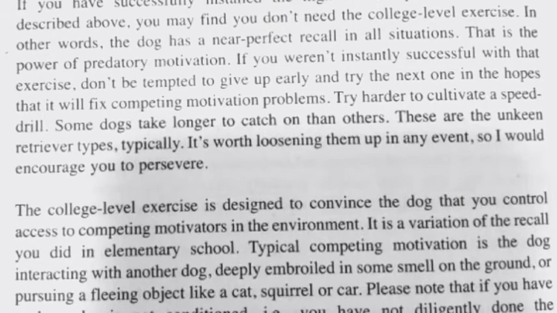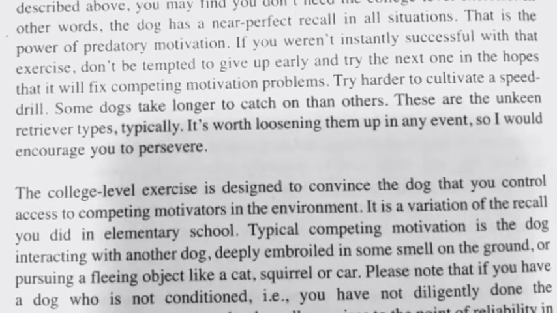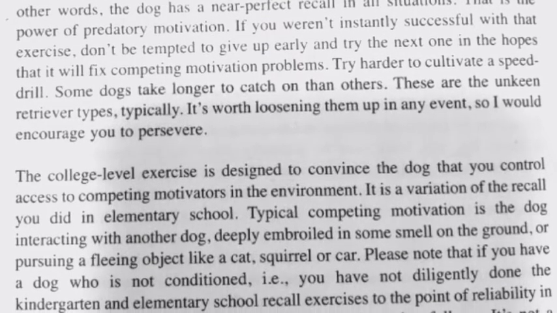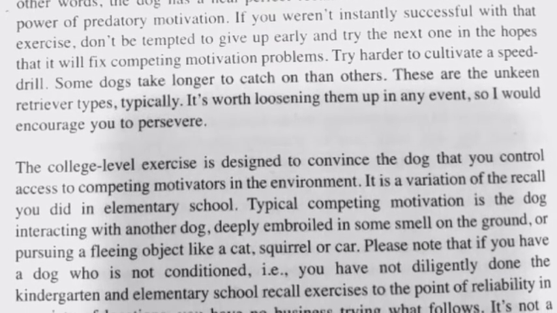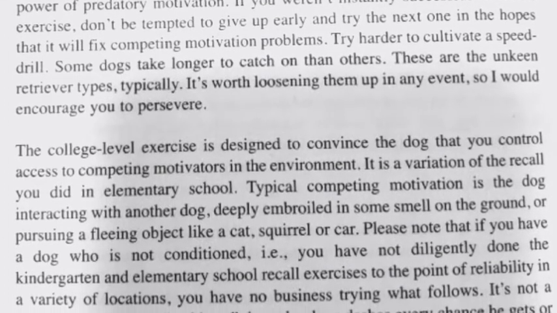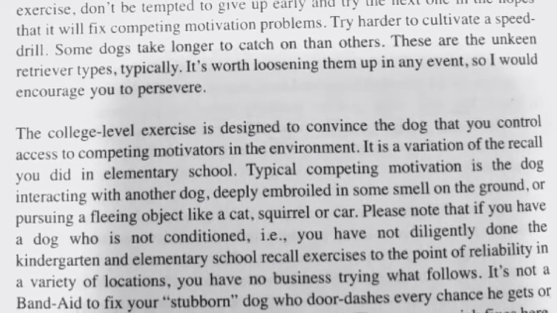The college-level exercise is designed to convince the dog that you control access to competing motivators in the environment. It is a variation of the recall you did in elementary school. Typical competing motivation is the dog interacting with another dog, deeply embroiled in some smell on the ground, or pursuing a fleeing object like a cat or squirrel or car.